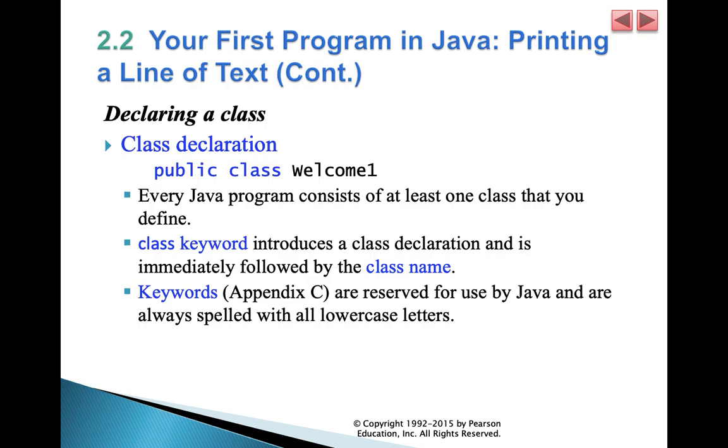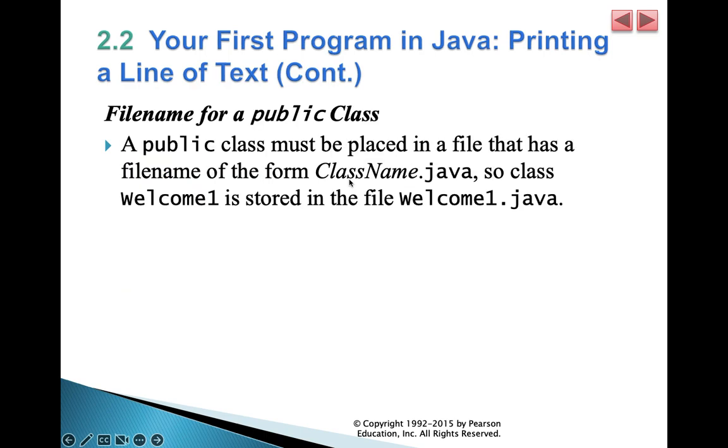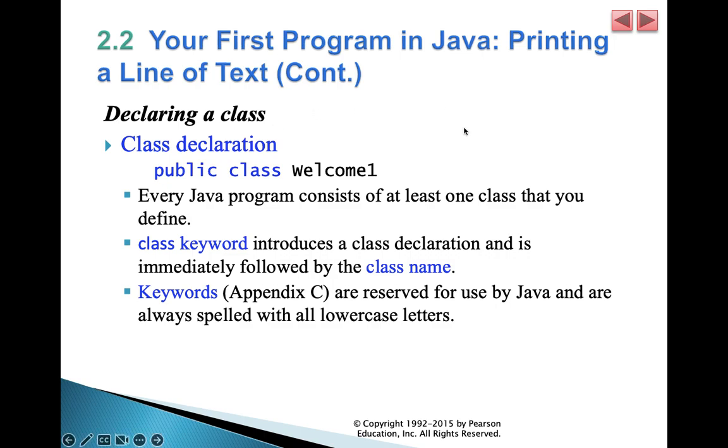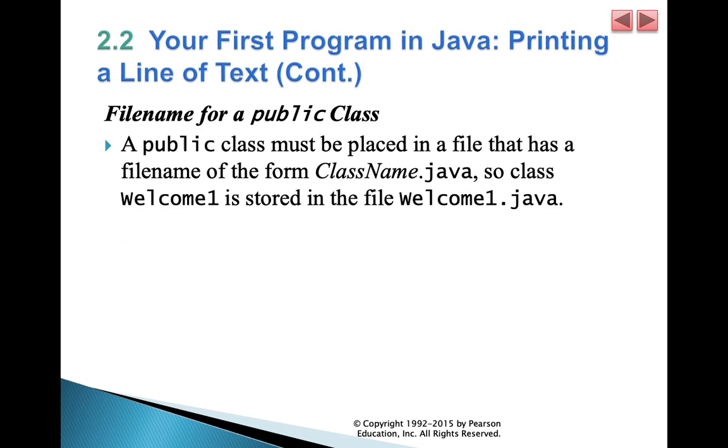If you want to declare a class, you write public space class and then you write the name of the class. So public and class are keywords, and this is a name you choose for the class. It's important that the name of this public class should be the same as the name of the file you are saving your code in. So if you choose the class name to be Welcome1, the file has to be Welcome1.java.